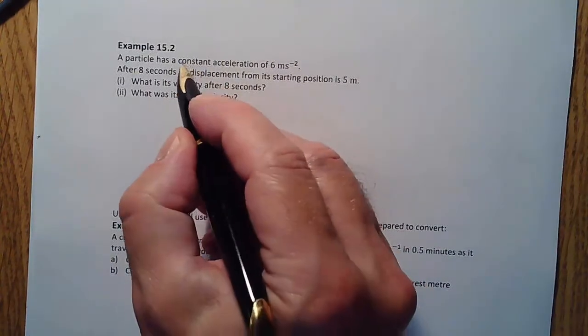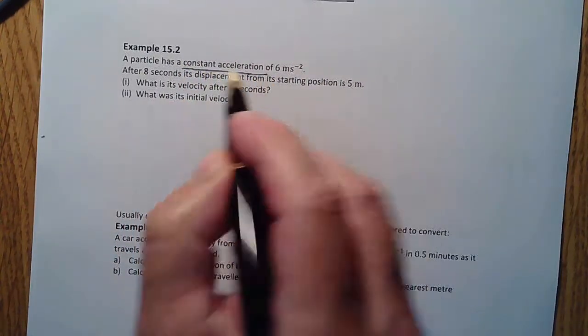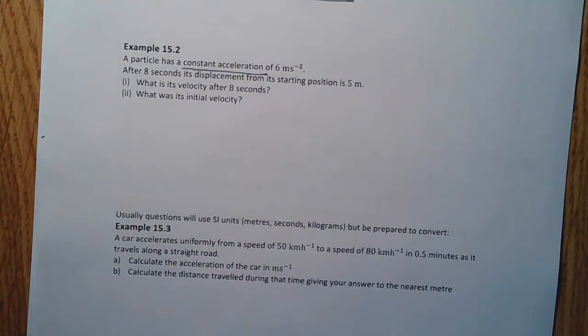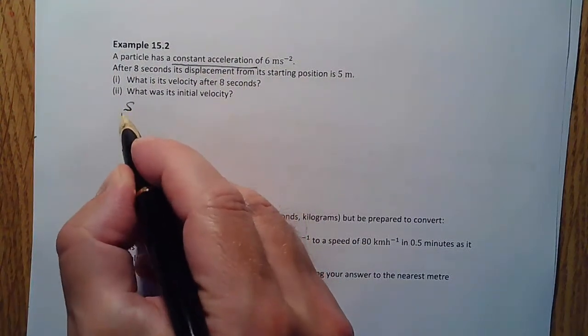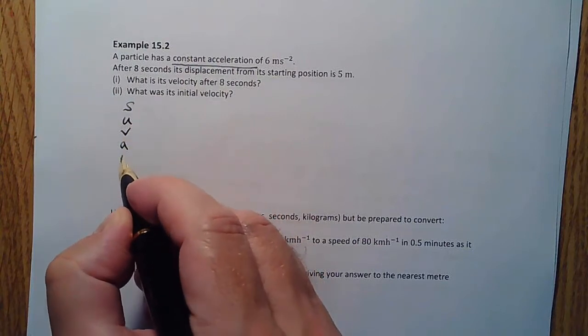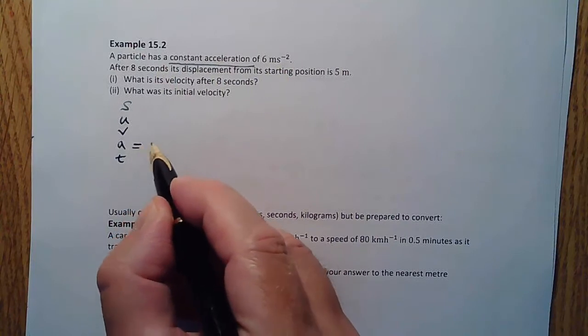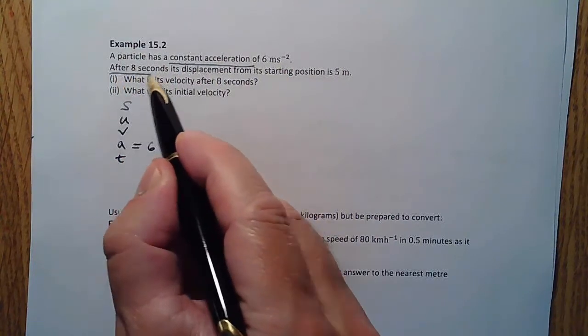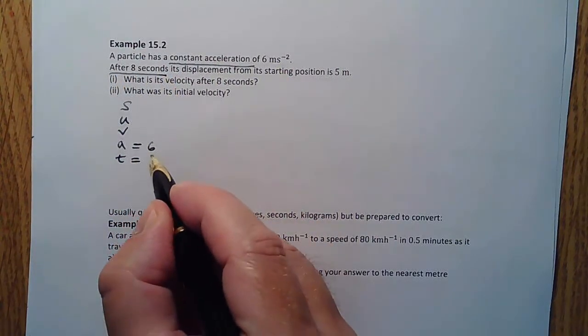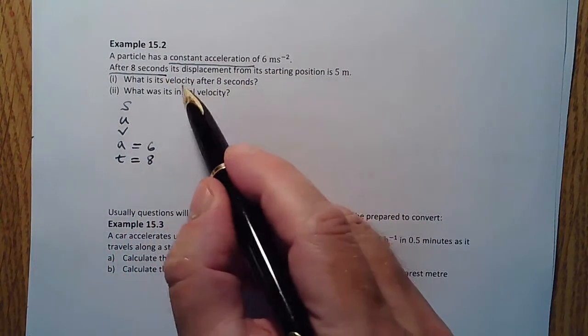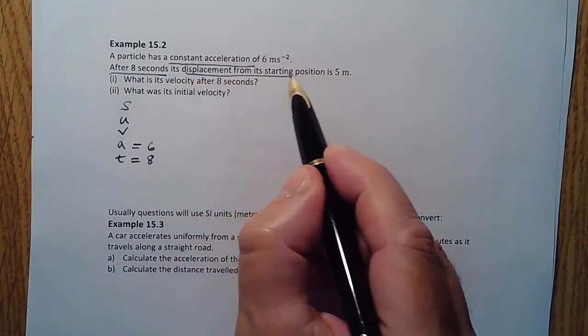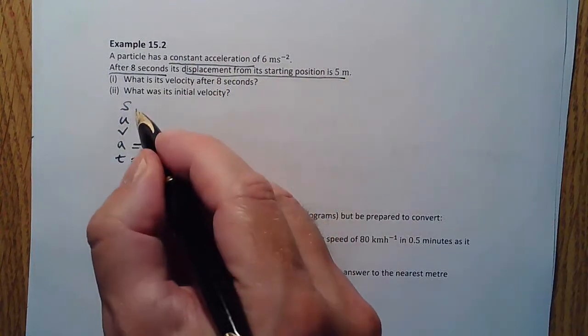Okay, so example 15.2. First thing we need to pick up on are these words constant acceleration, so important. As soon as we know the acceleration is constant, we know we can do suvat. So decide what suvat letters we've got. The acceleration is 6 meters per second squared, so that's a, after 8 seconds. So we're looking for a time interval of 8 seconds, so t is 8. Its displacement from the starting point, that's exactly what s is, so s is 5.